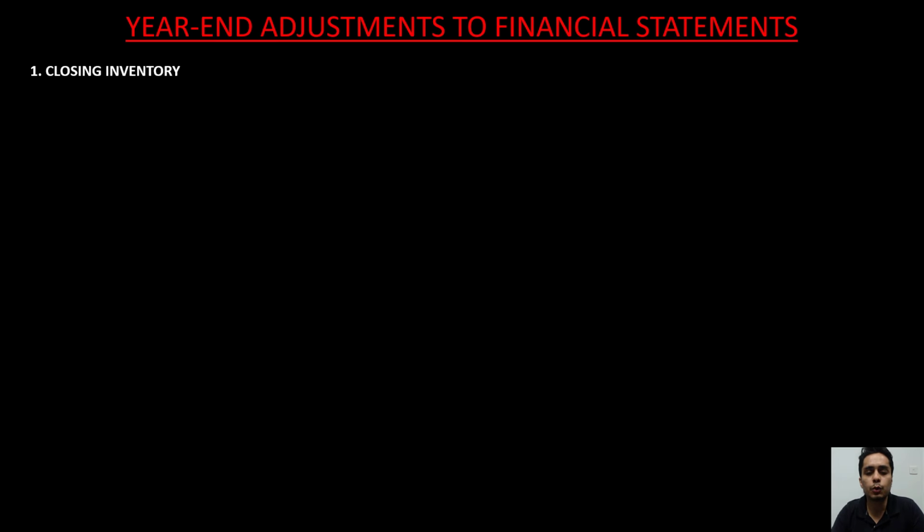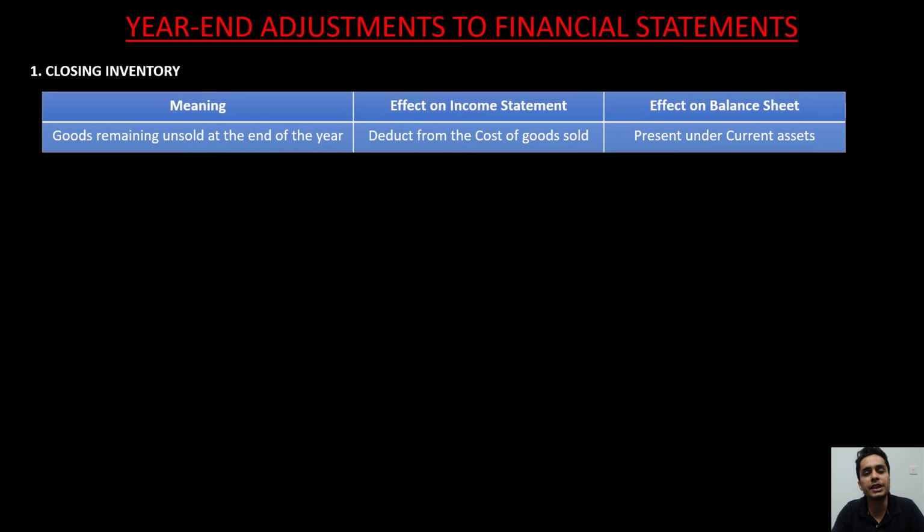So our first adjustment will be closing inventory. Now, what is closing inventory? Stock lying unsold at the end of the year, at the balance sheet date. Now, the stock that is lying unsold is already included in the purchases. But since the matching principle requires us to match our expenses or costs properly with the revenues, we will have to deduct this amount from the purchases so that we arrive at the correct cost of sales. So in the income statement, this will be deducted from the cost of goods sold.